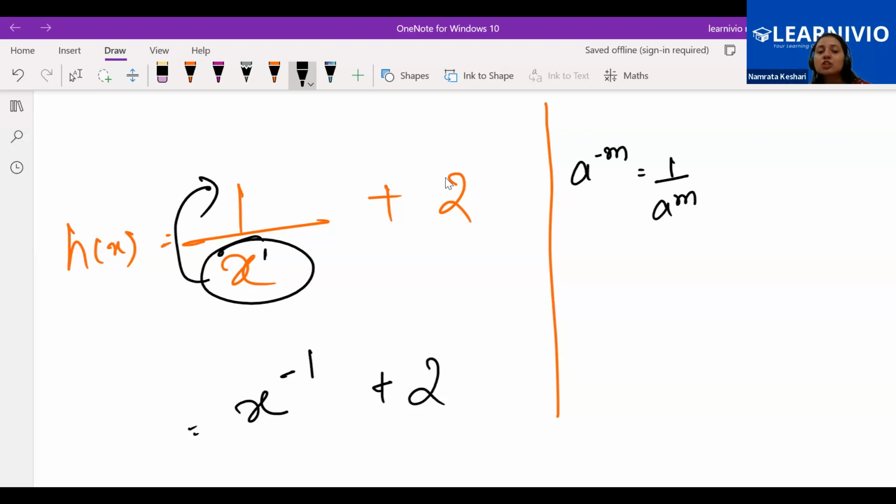When we are switching the place from numerator to denominator, or from denominator to numerator, if you are changing the place of any term, its power will reverse the sign. If it is positive power, it will become negative power. If it is negative power, it will become positive power. That's what this rule of exponent says. Are you getting it?